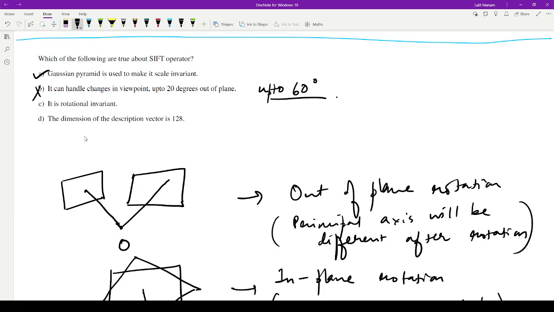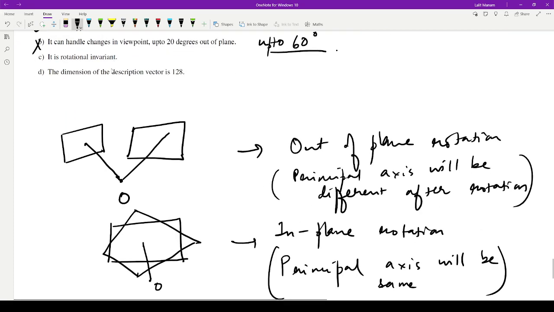Up to some extent, right? But in general, is it the case? Rotational means again 2D or 3D. In-plane rotation is the 2D rotation, that's what is being referred to here. So you think that it can handle in-plane rotation? To some extent, yes, but in general, no. That's the answer.